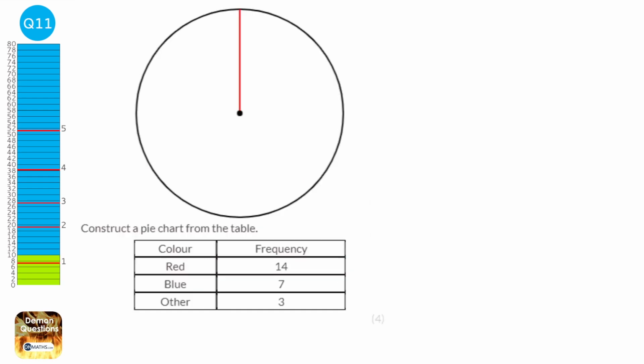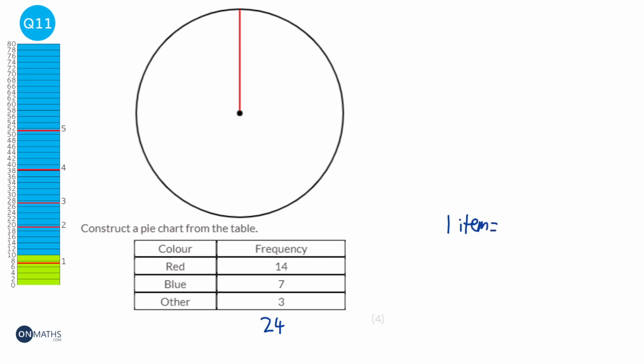The first thing to do when working out what angle things need to be on a pie chart is to add up the frequencies. So we're going to do 14 plus 7 plus 3, and we find out that that's 24. Then we're going to find the angle that one item would be.